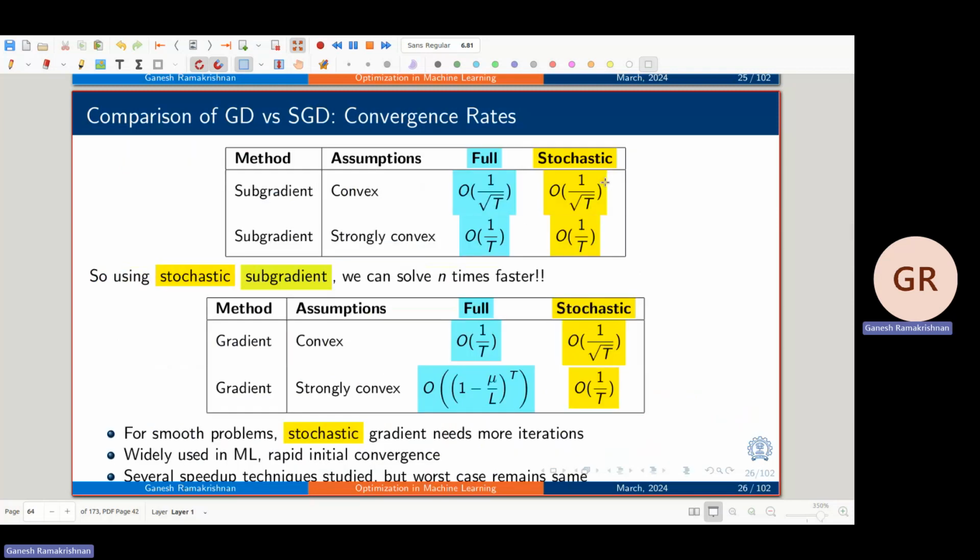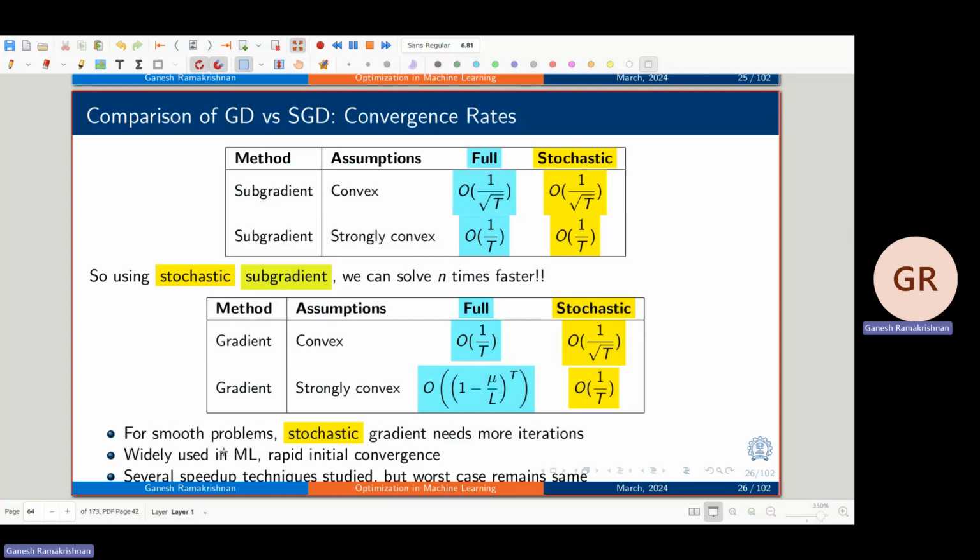just as a comparison, before we do that, subgradient descent, we shouldn't even call it descent. Subgradient convex and strongly convex results look very similar. Using stochastic, we can be n times faster, but there's a slight catch. You will be 1 upon square root t for convex. For strongly convex, you will be 1 upon t instead of 1 minus mu upon L raised to t. So I've already told you stochastic gives, you take a hit, right? So for smooth problems, stochastic gradient needs a lot more iterations.